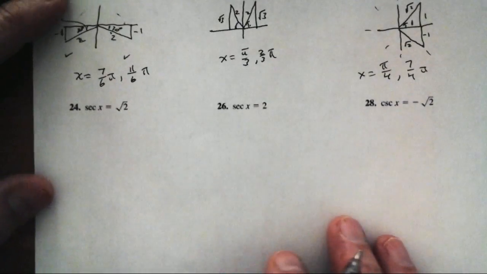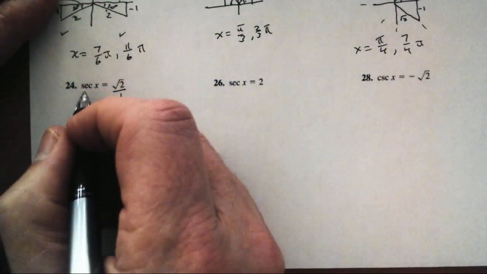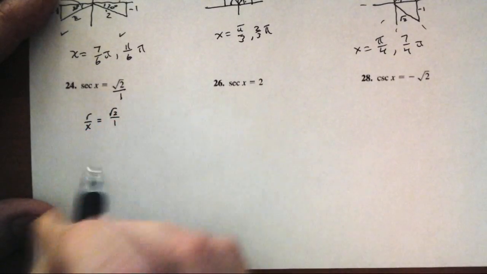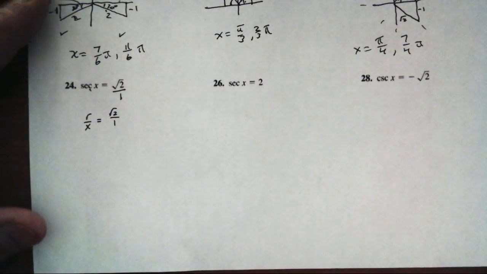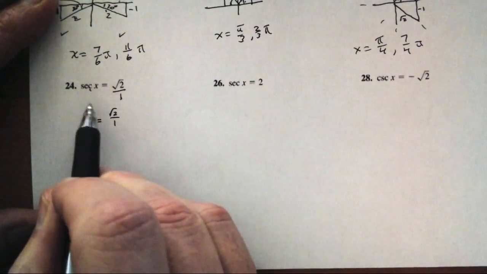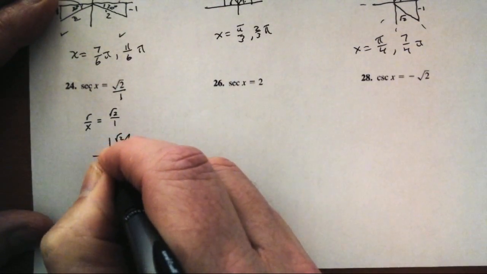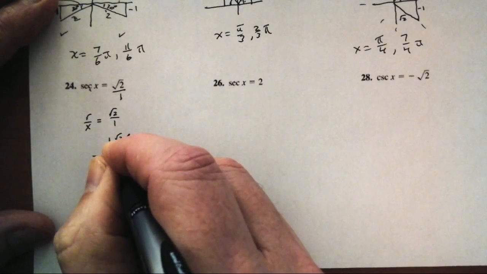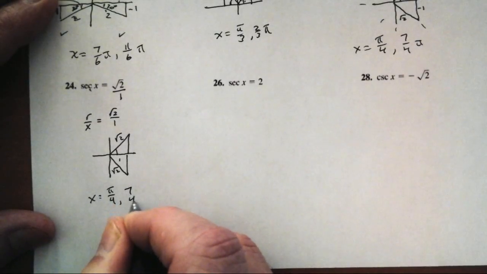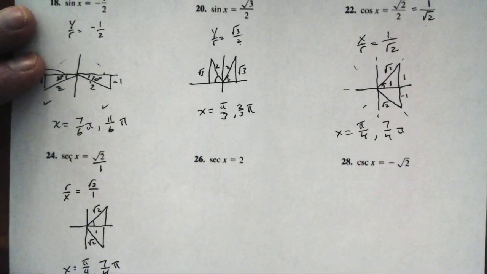Okay, let's continue. Secant is the ratio square root of 2 on 1. Secant is r on x, in ratio square root of 2 on 1. If you want to convert that to cosine of x is 1 on square root of 2, be my guest. But this again is a 45-45 where x is positive. Should sound familiar. 45's here, or pi on 4. So once again, x is pi on 4, or 7/4 pi. That's the exact same problem as number 22.